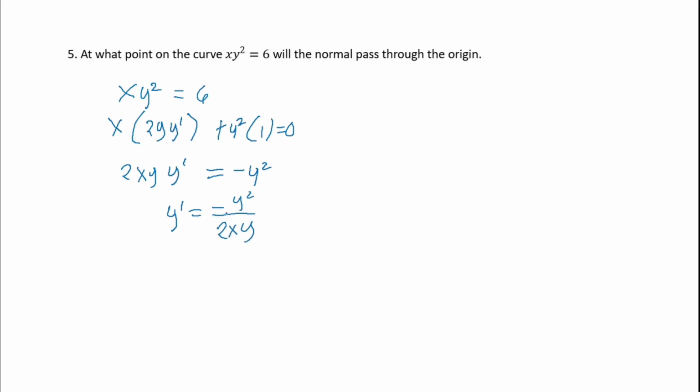So we have here the result. So what is the value for our y squared? So we have here y prime is equal to negative y squared over 2xy. So the value for our y squared, we could translate this as y squared is equal to 6 over x. So this will become negative 6 over x over 2x. And the result of this part is 2xy.